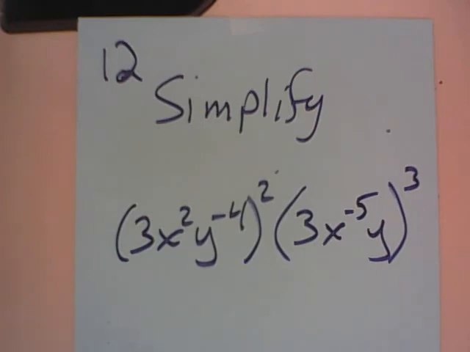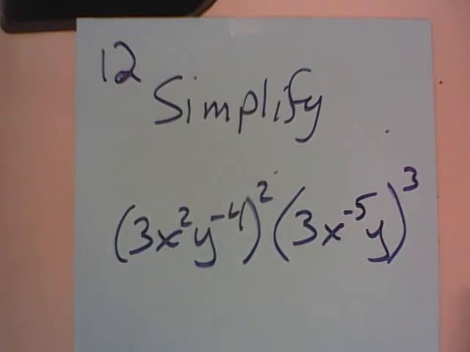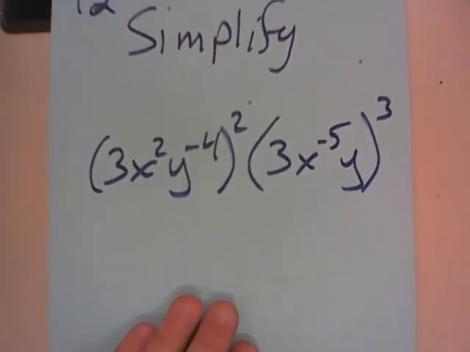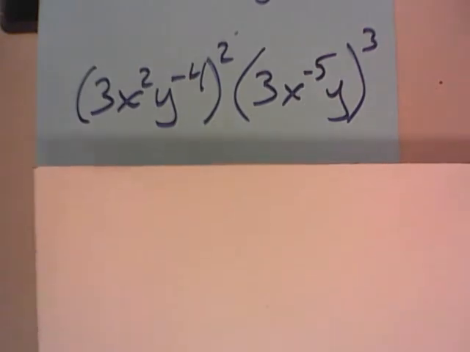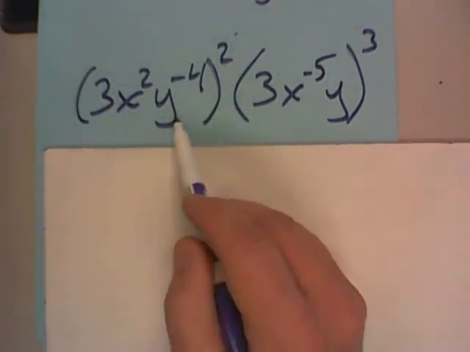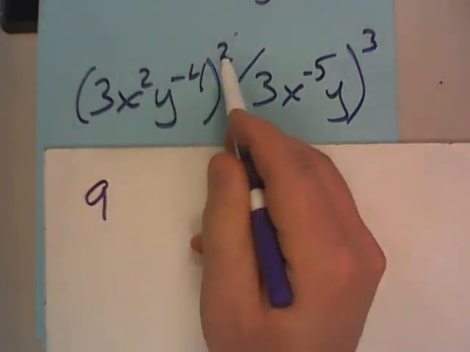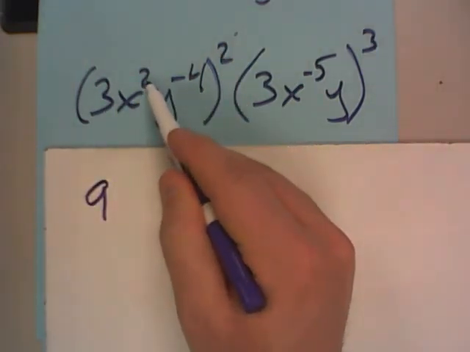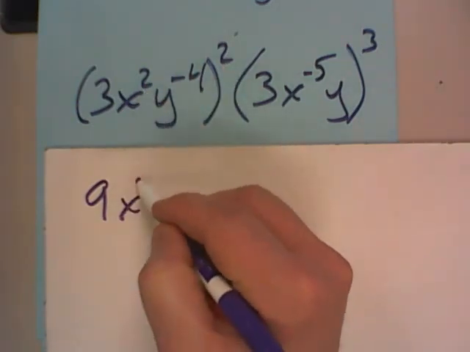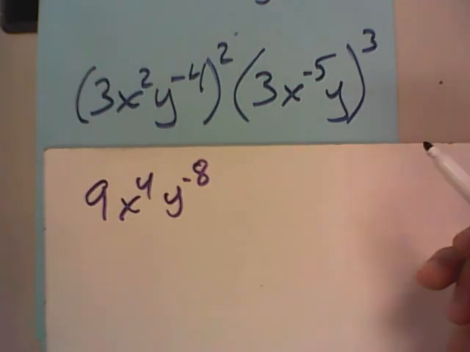All right. Number 12. Now we're getting into some things that, this was actually from our first lesson on this unit, which was all the rules of exponents. And so this is a review of some of those. I'm going to take everything here in this set of parentheses and square it. Like 3 squared is 9. X squared, when I take a power to a power, I multiply. That's x to the 4th. And then it's going to be y to the negative 8th.